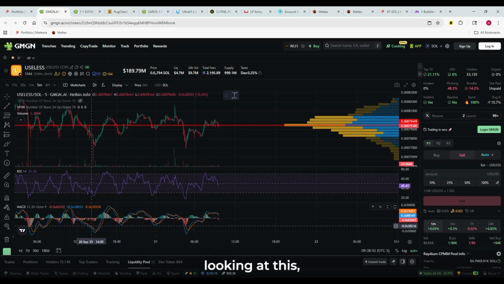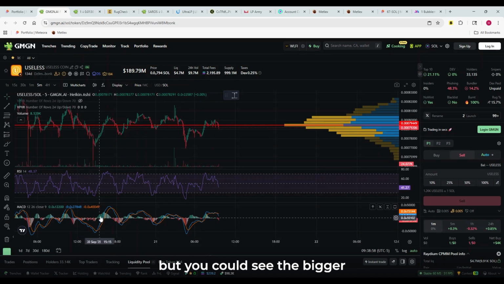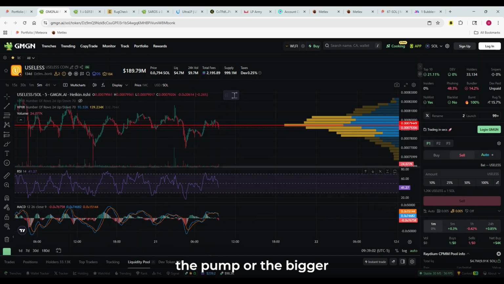Also, whenever you're looking at this, you can kind of tell by looking at the chart, the bigger these green and red things are, the bigger the pump or the bigger the dump.